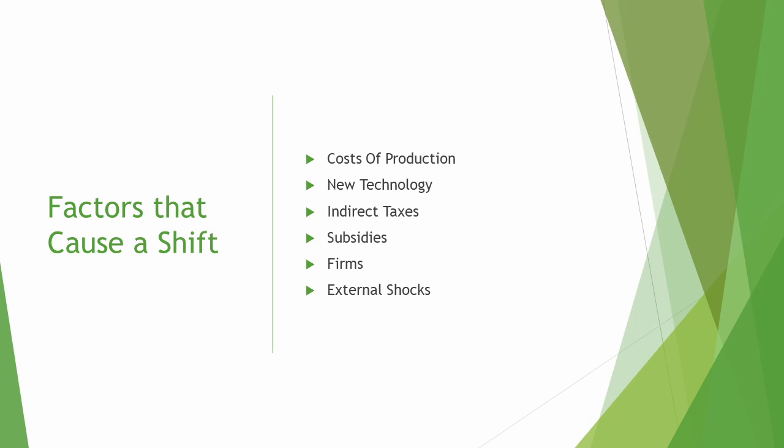External shocks, such as natural disasters, political instability, or economic crises, can cause the supply of a product to decrease if they disrupt production processes, supply chains, or resource availability. Alternatively, if an external shock leads to favorable conditions for production or trade, the supply of the product may increase.